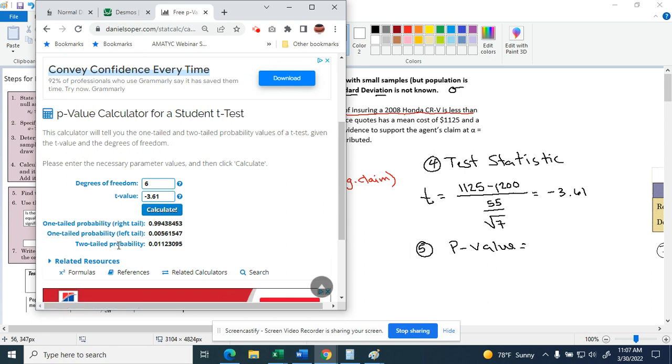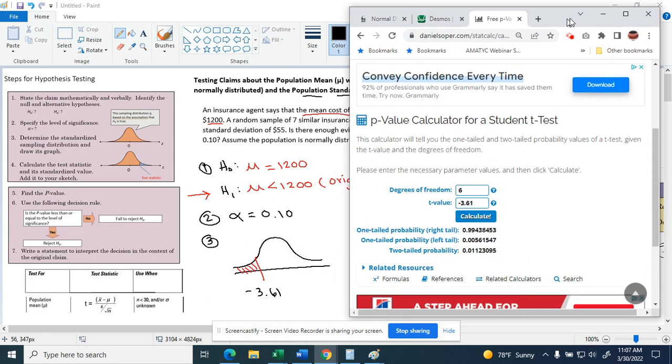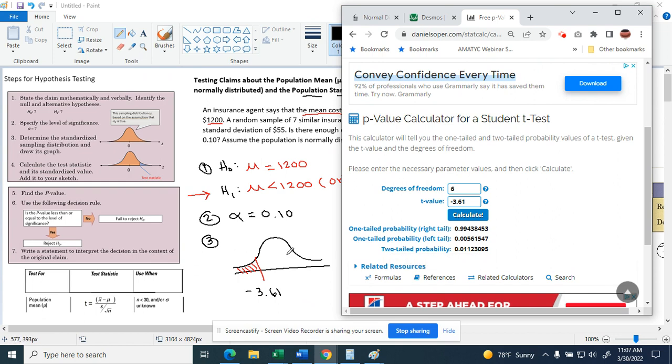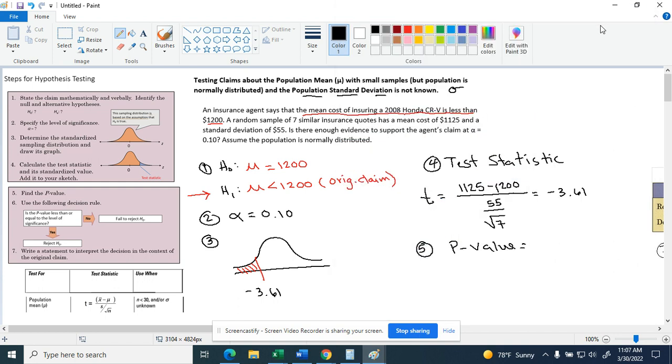Now you're going to get 3 answers. Which one of these 3 is your p-value? It all depends on how you shaded in step 3. I shaded to the left, so it's going to be the second one. If I round to 3 decimal places, because that's how MyMathLab wants it, it is going to be 0.006. And I calculated my p-value.